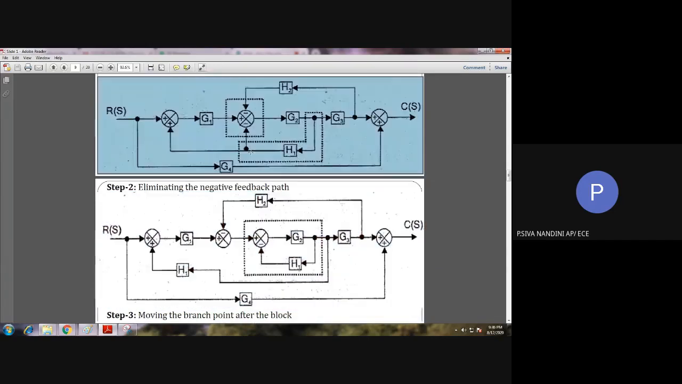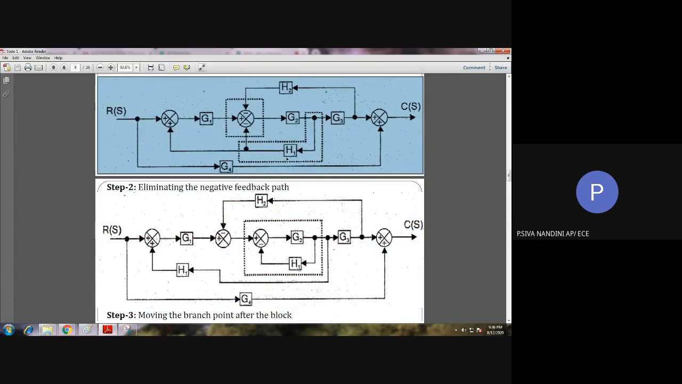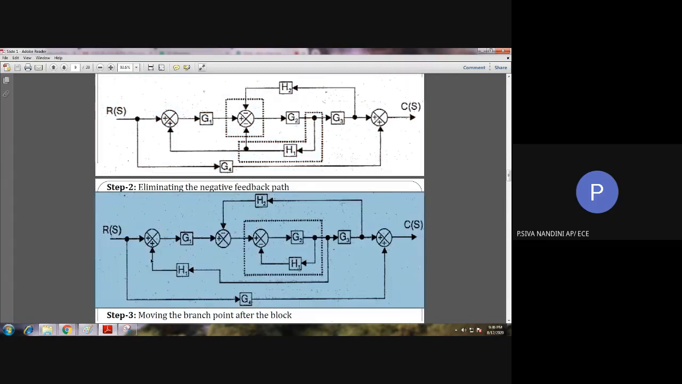Then see here, in this block diagram, this H1 is fed to both summing points. So I have separated H1. Separately here H1 is written to minus of the summing point, that is the third summing point. Also this H1 is again written separately to the first summing point with the plus sign. So here we see in this block diagram, H1 only is given to the first and second summing points. So for easiness, this H1 is split to the first summing point separately as well as to the second summing point separately.